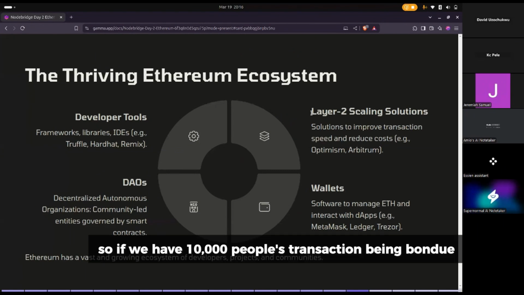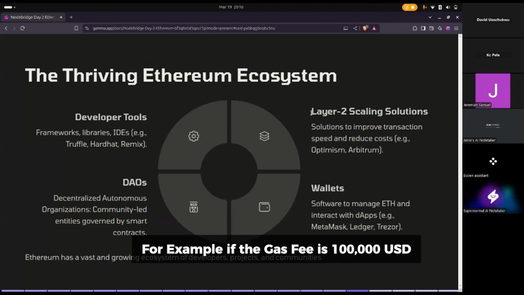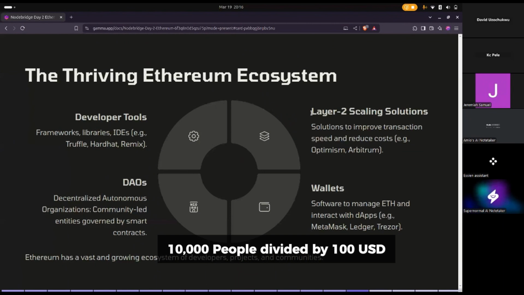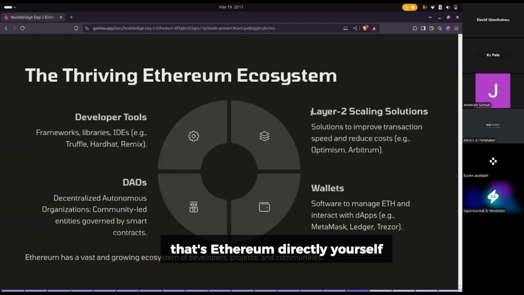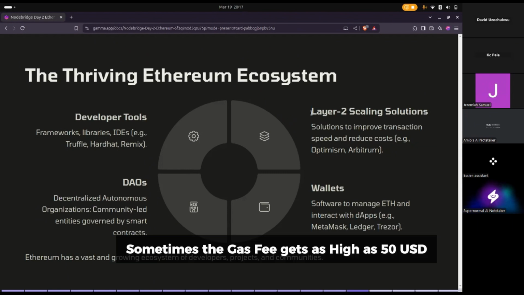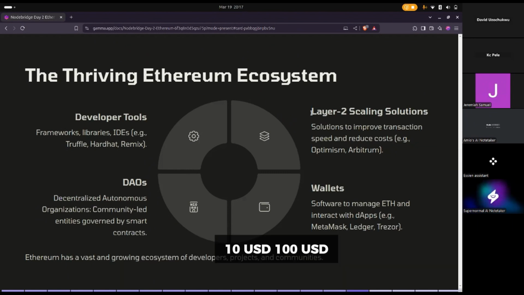If we have 10,000 people's transactions being bundled, each of them will split the cost. For example, if the gas fee is 100 USD, 10,000 people divide it. Can you see how cheap that is? But if you go to the EVM, that's Ethereum, directly yourself, sometimes the gas fee gets as high as 50 USD, 10 USD, 100 USD.